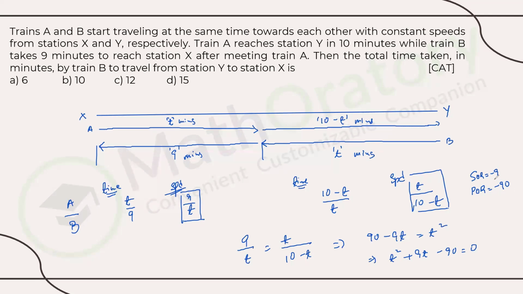And since the sum of the roots is minus 9, the one having the higher magnitude should be negative and the one having the lower magnitude should be positive, right? So effectively, we should have the roots, or rather T, as 6 or minus 15. Now minus 15 is silly out here because time cannot be negative. So T should be 6 minutes, isn't it? But don't forget that we are not looking for T, we are looking for the time taken by B to travel the entire distance. So that would be 6 plus 9, so a total of 15 minutes.